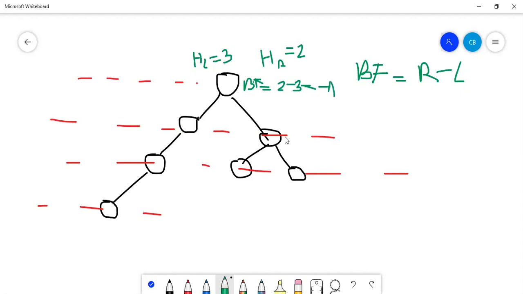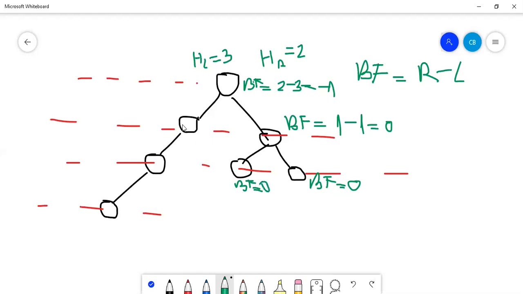Now, what's the balance factor for this node here? For example, the right subtree has a height of 1, only one level, and the left side is also 1. So the balance factor here is 0. Now, what's the balance factor for this node here, which is a leaf node? The height of the right side, 0, minus the height of the left side, 0, is 0. So this one also has a balance factor of 0.